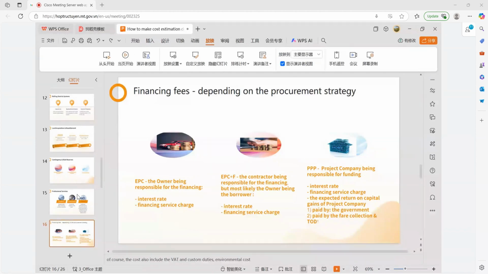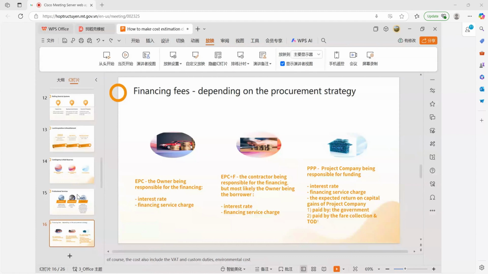Of course, it is dependent on the payback mode for the time limit. I'm not going into the detail of this part. Of course, the cost of the project also includes VAT, custom duty, and environmental cost.